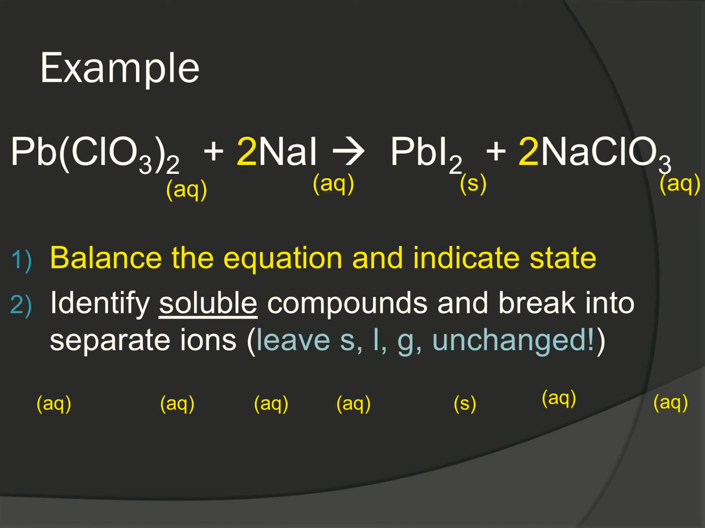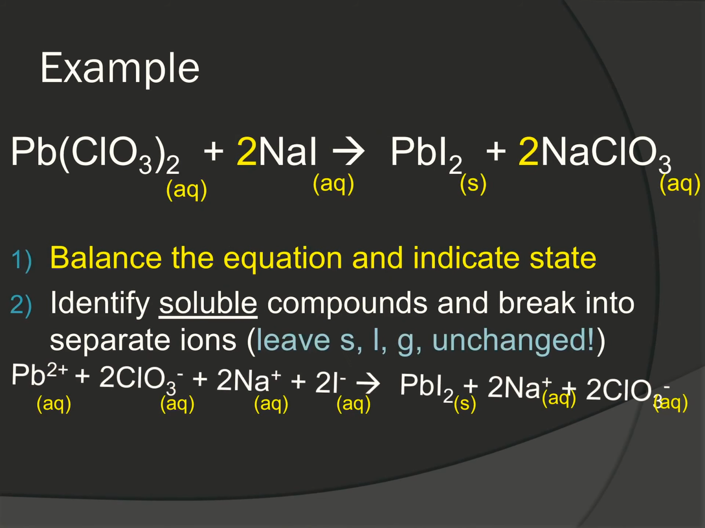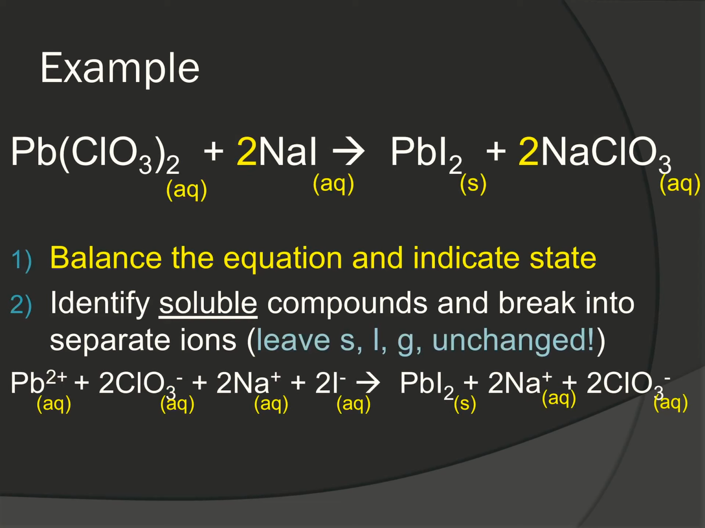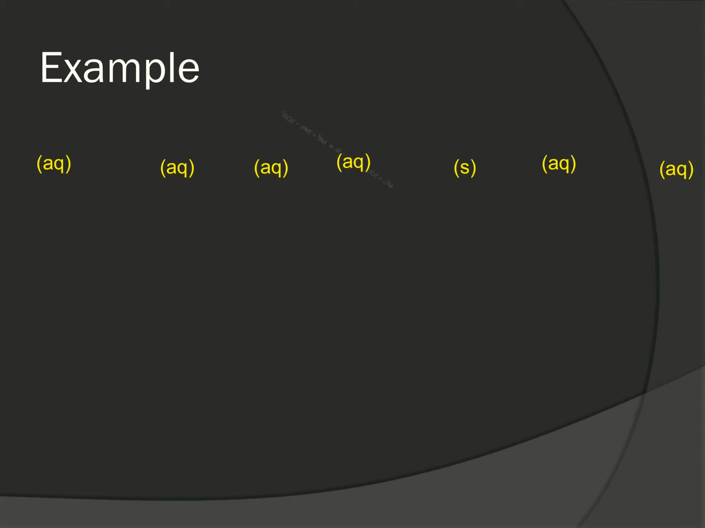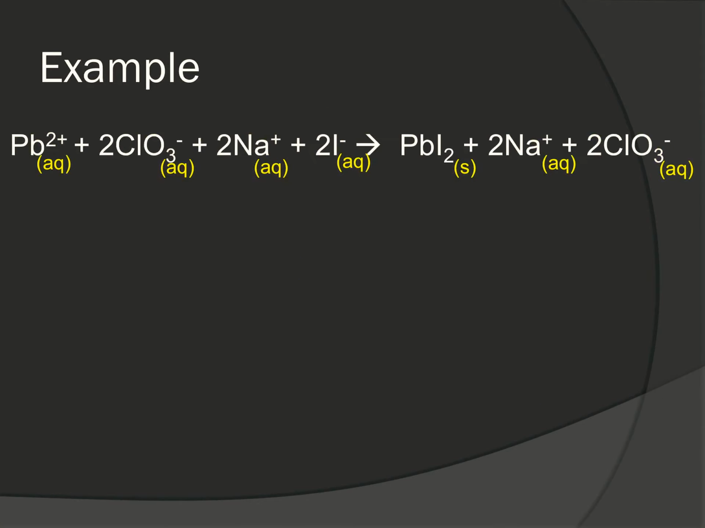So everything that is aqueous, I'm going to break apart into its ions. Lead chlorate is going to break apart into a lead ion and 2 chlorate ions. Sodium iodide is going to break up into a sodium and an iodide, but since there is a coefficient of 2, there's 2 of them. Lead iodide on the right side of the equation is staying a precipitate. It's not aqueous. And then sodium and chlorate break apart on the right side.